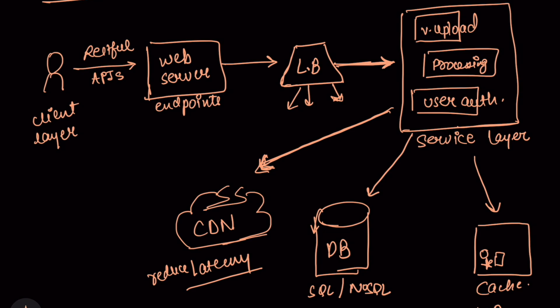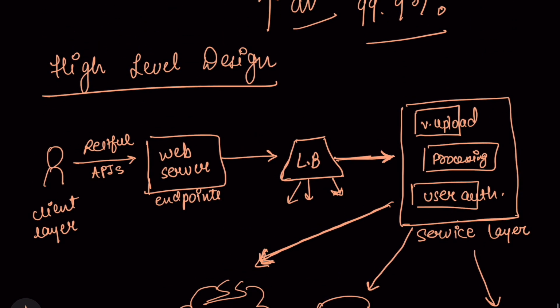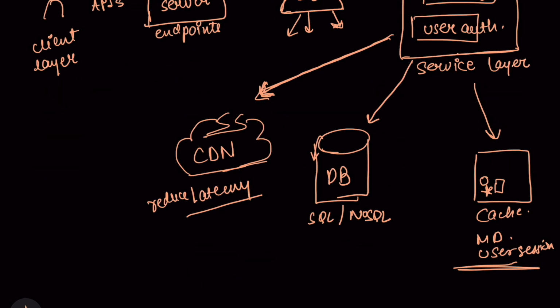So this is a high-level design of YouTube. This is how it is going to look at a very high level. And for the cache, you can use Redis or Memcached to store frequently accessed data such as user session, video metadata, and trending video list. And this will help us reduce the database load and improve the response time.